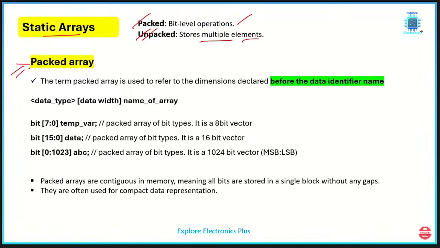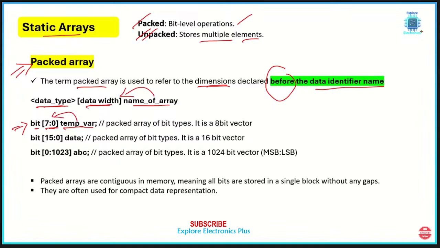Now let us look at the packed array first. The term packed array is used to refer to the dimensions of the array being declared before the data identifier name. It means here we write a data type first, then the width of that array, then the name of the array. Before the name of the array, we have a size representation. It is like bit [7:0] temp_var. So this temp_var is capable of taking 8-bit values. 7 down to 0 is the size assigned before the name. So it is just like an 8-bit vector.